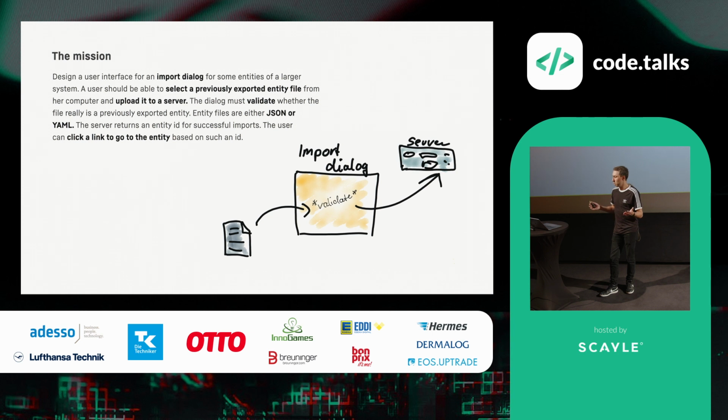If everything is correct, the server answers with an entity ID. Simple. So you can then use this ID to generate a link to another page that's out of scope, but the user can click this link and be sent off to the next screen. These entity files are either JSON or YAML files, and well, there's some basic validation going on.